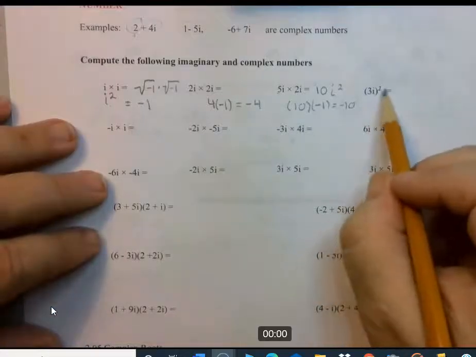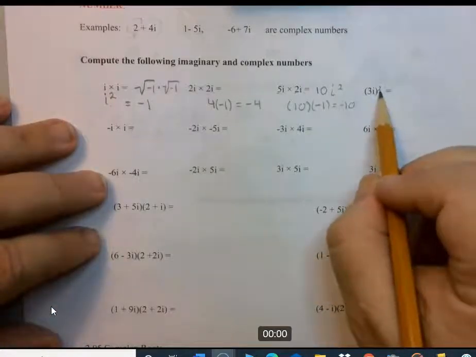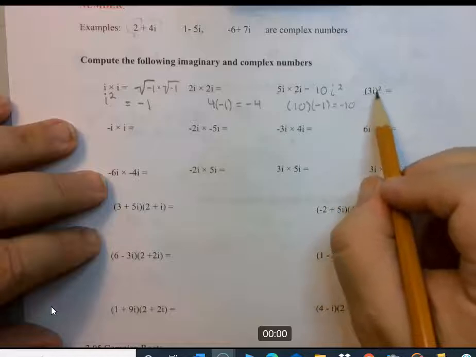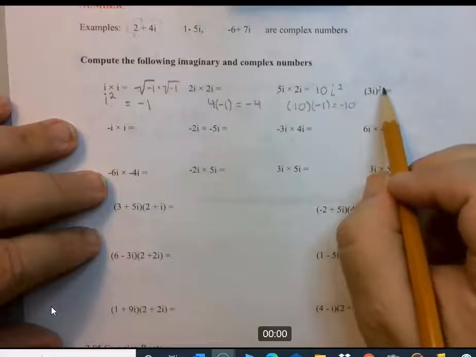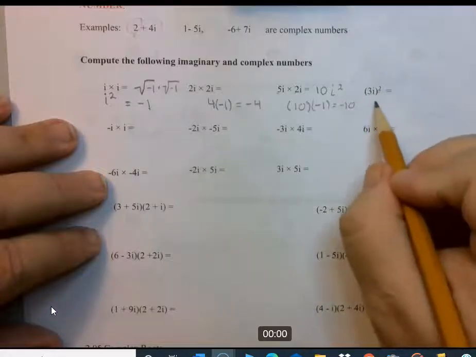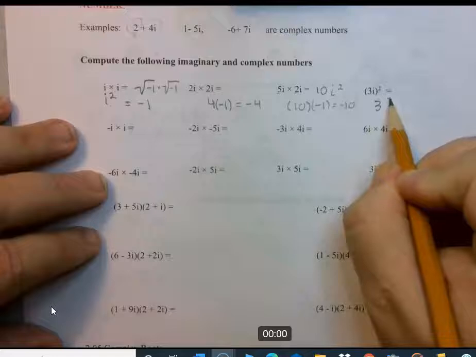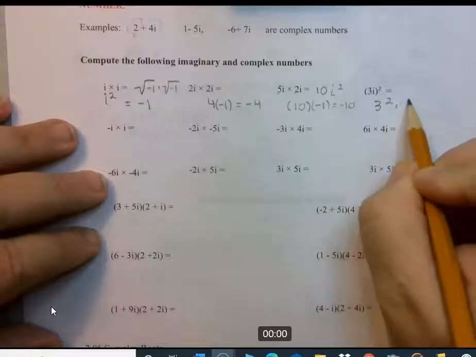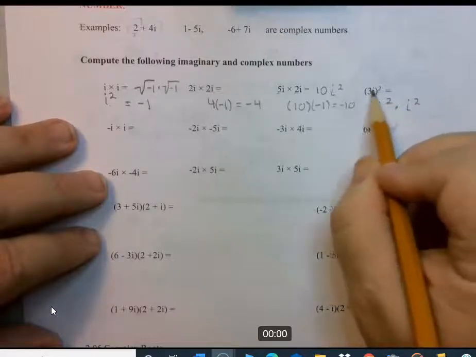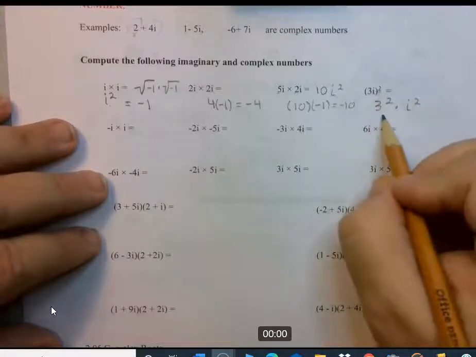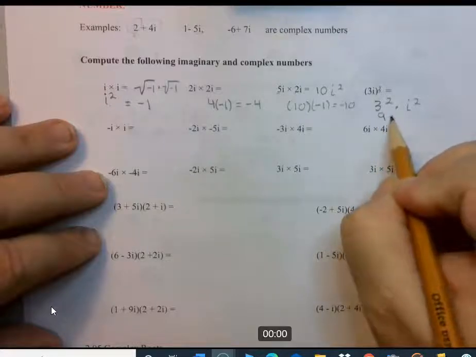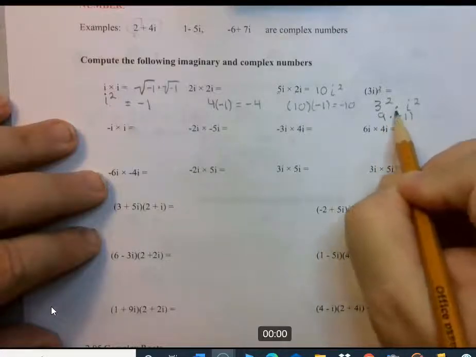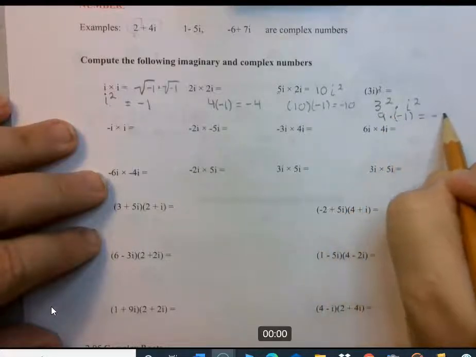Okay, how about this one? Again, when you have an exponent outside of parentheses like that, it just distributes through to everything. So this one is 3 squared times i squared. It applies to both of those. So 3 squared is 9. i squared is -1, we said that already. And that equals -9.